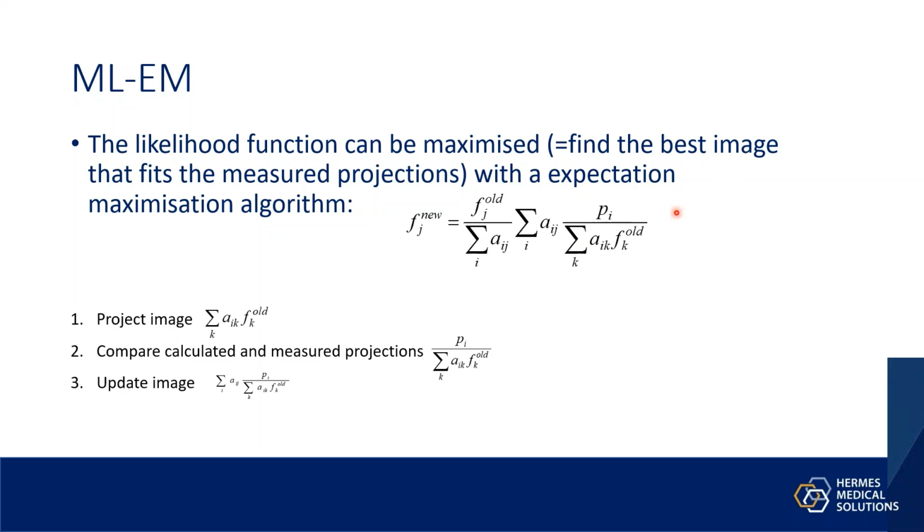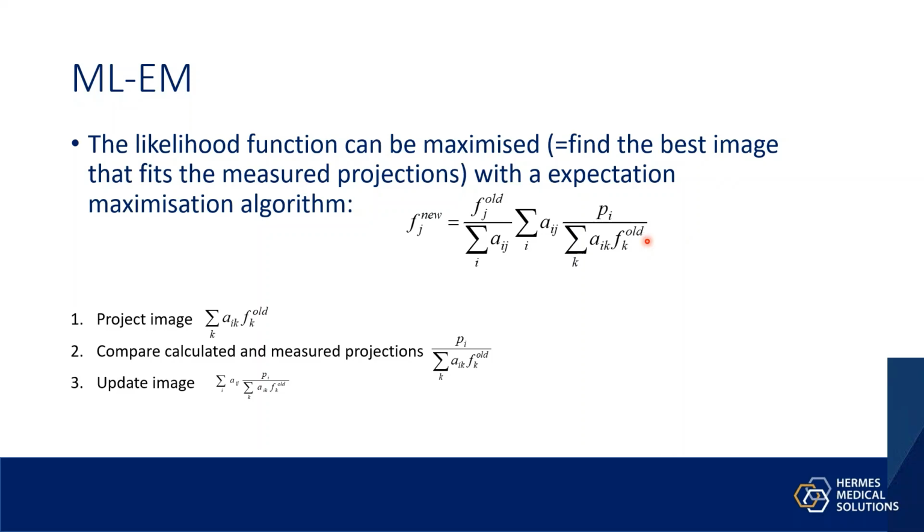But if we take a closer look at this and look at the denominator first, we can see that this is the projection of our current image. So we have applied the system matrix to our image. Then we divide the measured projections by the calculated ones. So we are comparing the measured and calculated projections.